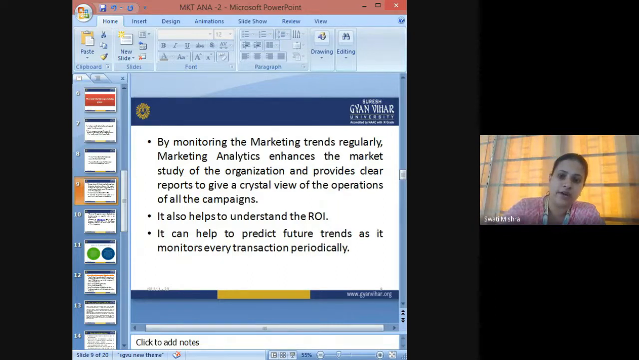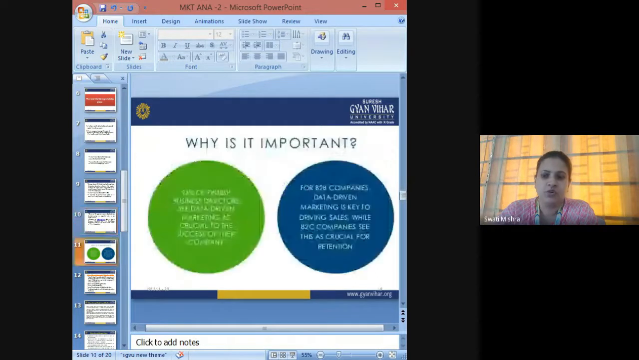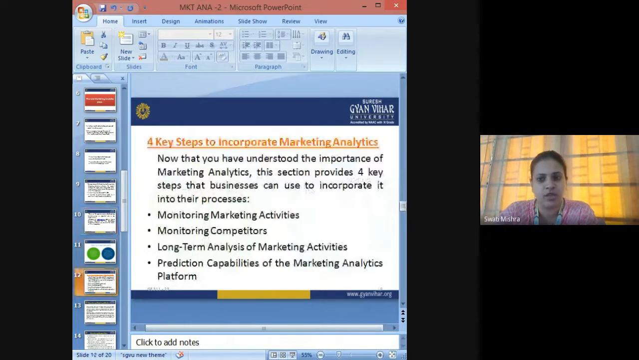It also helps to understand the return on investment made by the organizations. It can also help you predict future trends as it monitors every transaction periodically. So these are the basic importances. Now we proceed to the next part of the session.